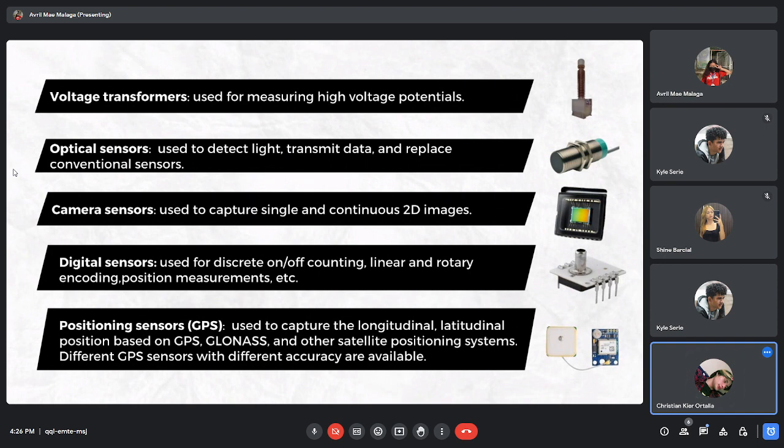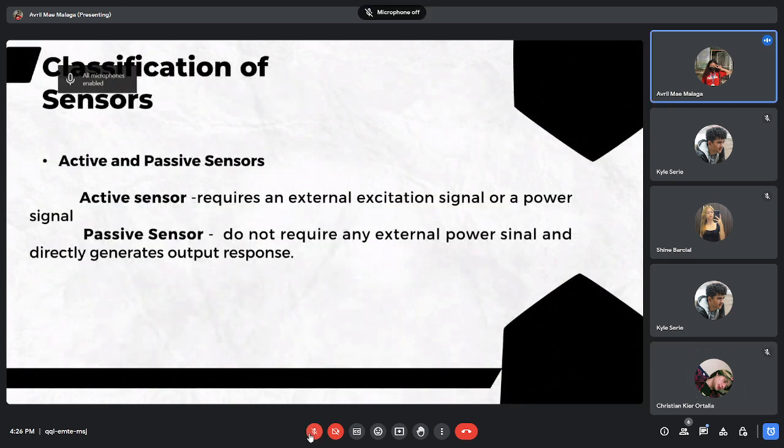Next. Classification of sensors. The first classification is active and passive sensors. An active sensor requires an external excitation signal or a power signal. An active sensor provides its own energy source for illumination. An example of this is the radar satellite. The radar satellite sends a signal down to the Earth's surface and waits for it to bounce back up to receive the signal back. The formation of these signals allows it to generate an image; that is an active sensor.